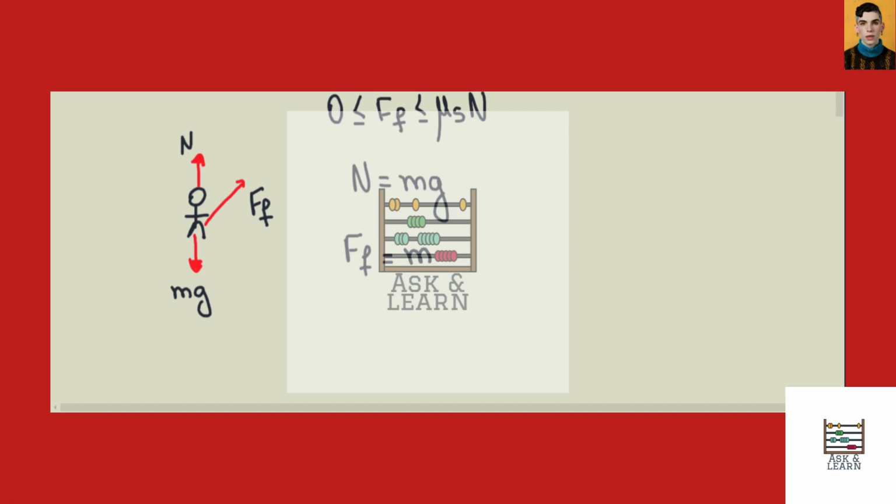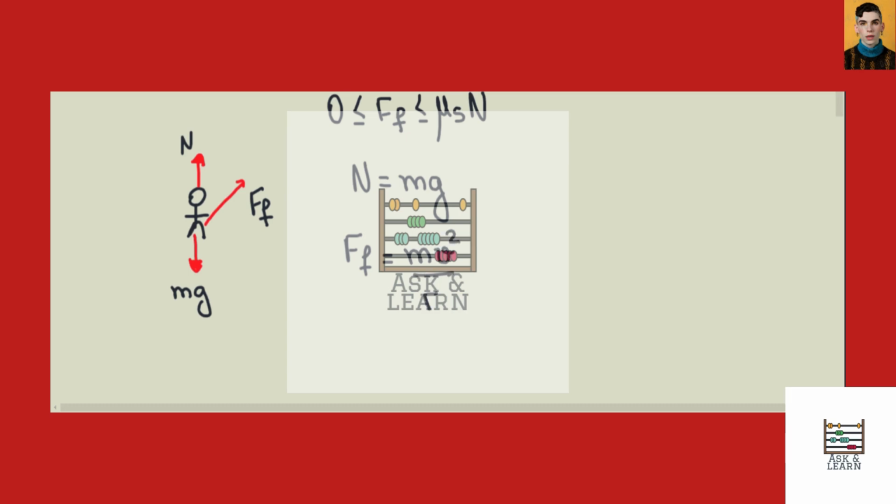Notice that the exercise tells us that the merry-go-round increases its speed slowly enough so that we can disregard the tangential acceleration. So the friction force is completely in the centripetal direction and is equal to m times the centripetal acceleration, which is v squared over r.